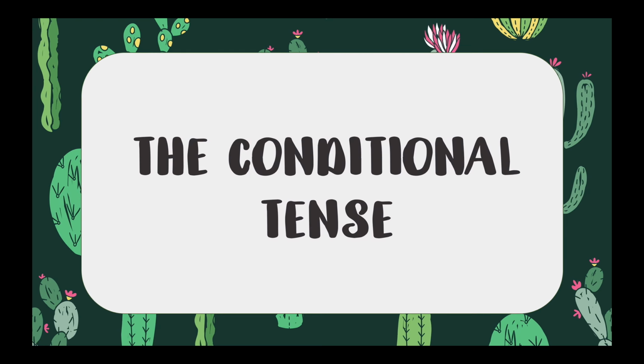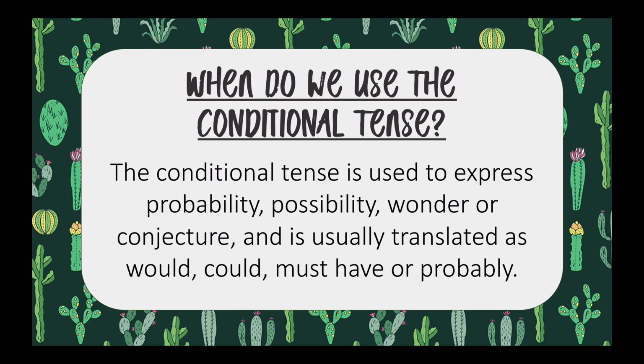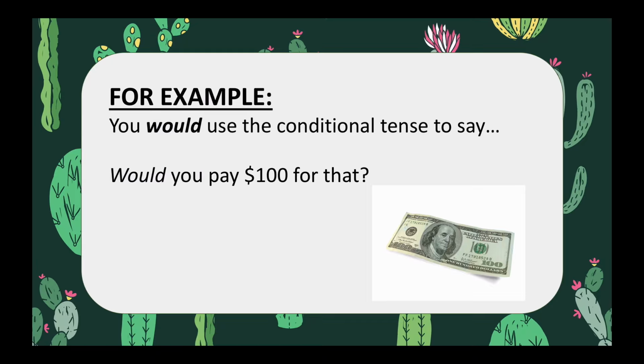So we're going to talk about the conditional tense. When do we use the conditional tense? The conditional tense is used to express probability, possibility, wonder, or conjecture, and is usually translated as would, could, must have, or probably. For example, you would use the conditional tense to say, see what I did there? Would is the key. Would is the most common use for this tense.